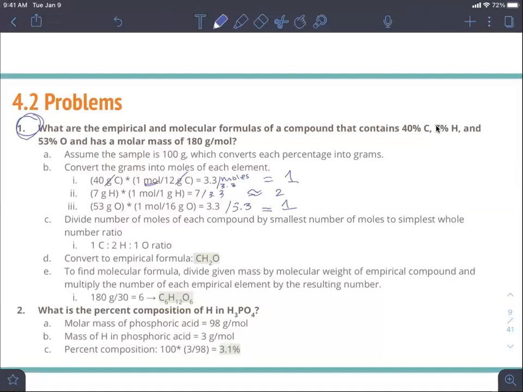So all you have to do is take the molar mass and then just divide the molar mass by the molecular weight of the empirical compound. So if you actually find the molar mass of CH2O, you'll see that it's roughly 30. In the MCAT, approximations are king. So 180 over 30, that's 6. That's extremely simple mental math. And so you can just multiply what you get by the empirical formula and you'll get C6H12O6.